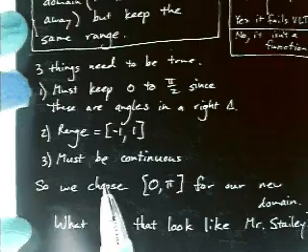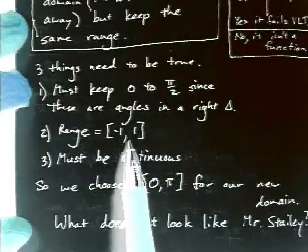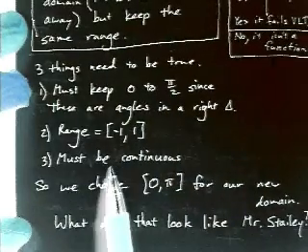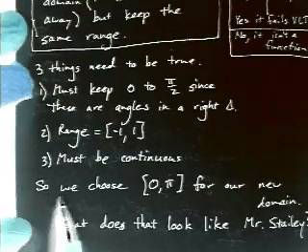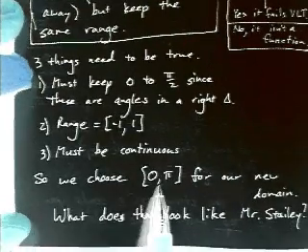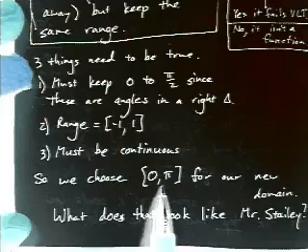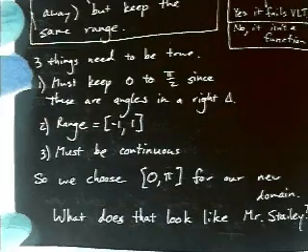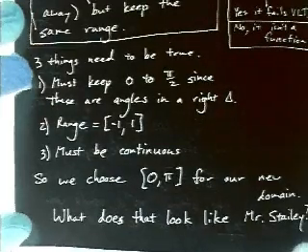So if we choose from 0 to pi over 2, and we have to keep the range -1 to 1, and it has to be continuous, the only choice we have is 0 to pi for our new domain. What does that look like, MrJStailey? I am so glad you asked me.